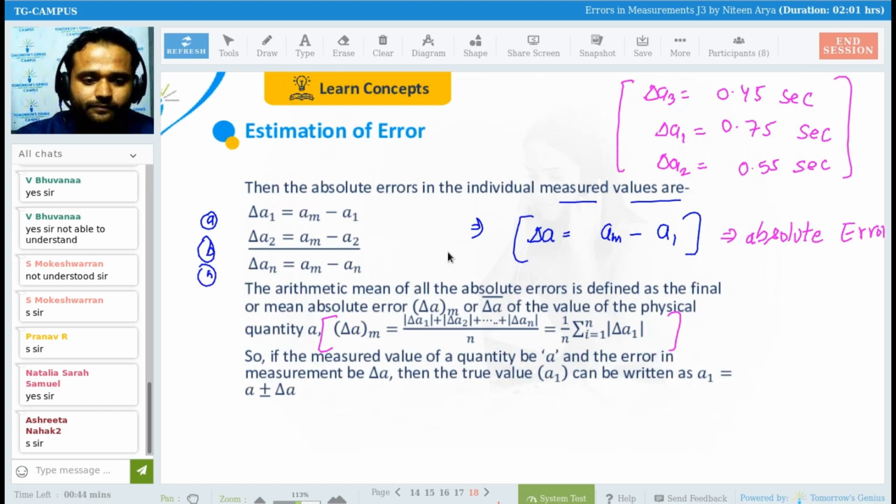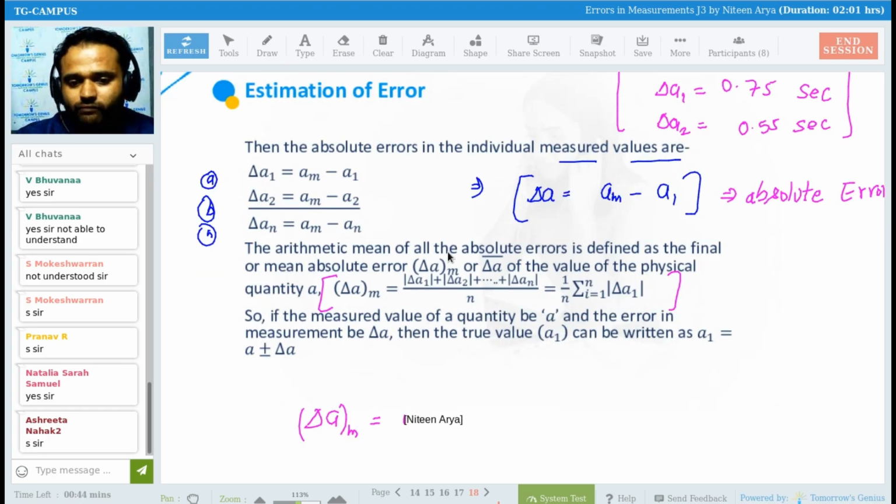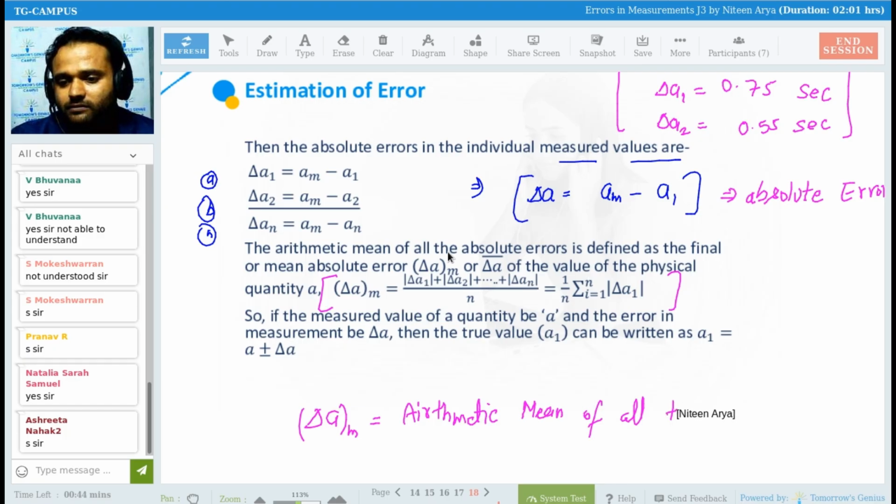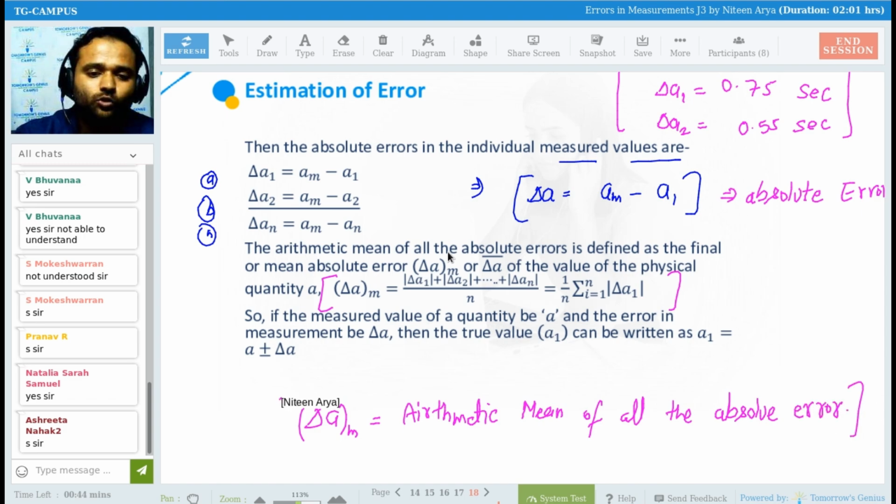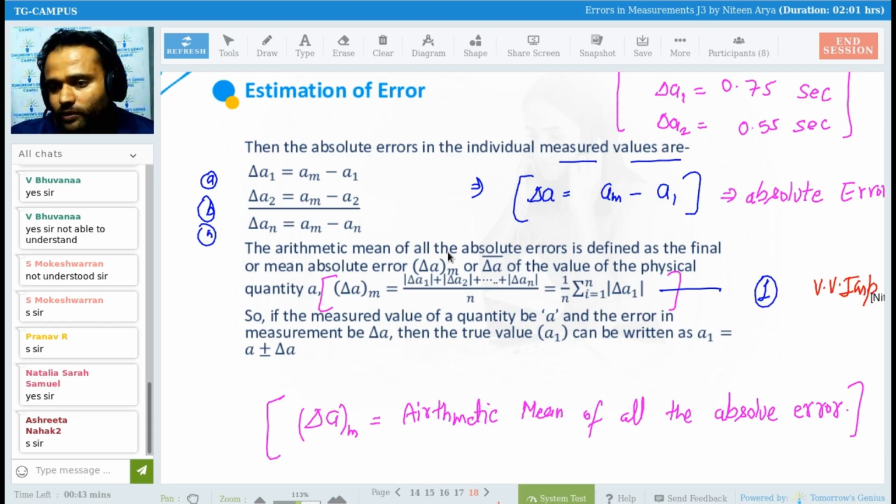So del A mean is the arithmetic mean of all the absolute errors. And that particular error we take as the true error. Clear? Fair enough? And this particular formula number 1 here is very, very important, because most of the time you need to find the absolute mean error, or the arithmetic mean of absolute error. There are two terminologies, absolute mean error or sometimes mean of absolute error. The same thing. Is this clear, everyone?